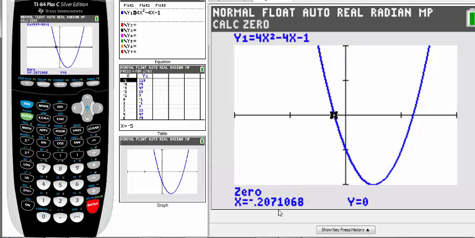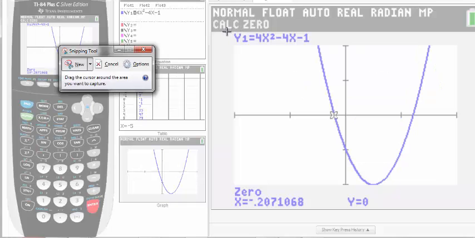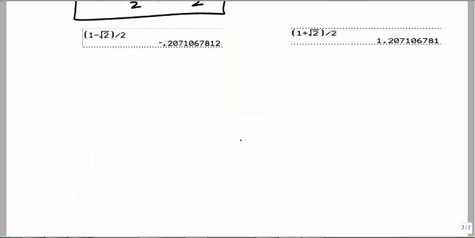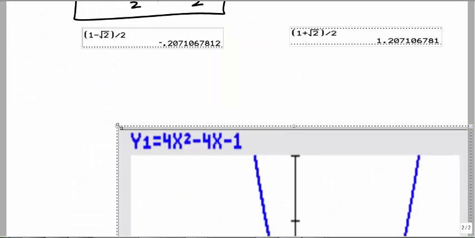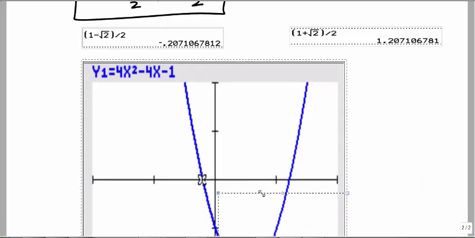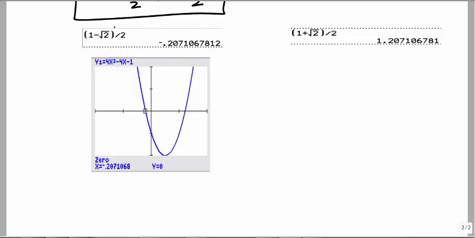And I get negative 0.207106, or some such, for my left bound, or my left root. And let's see if this matches over here then. And it does, negative 0.207, etc. So I know that this is the right answer. I can't put in the decimal. I have to put in my radical form, my exact form.